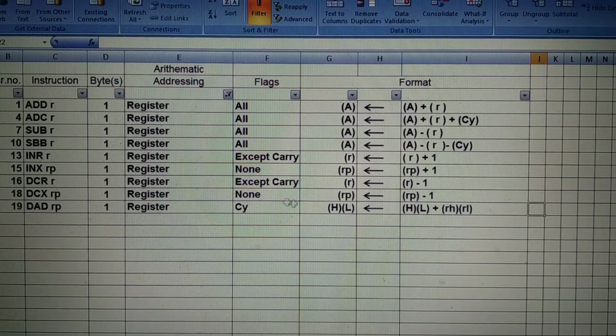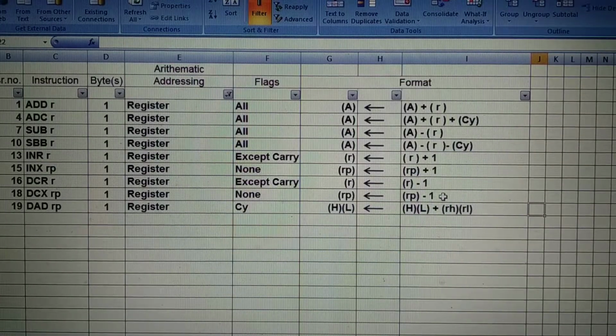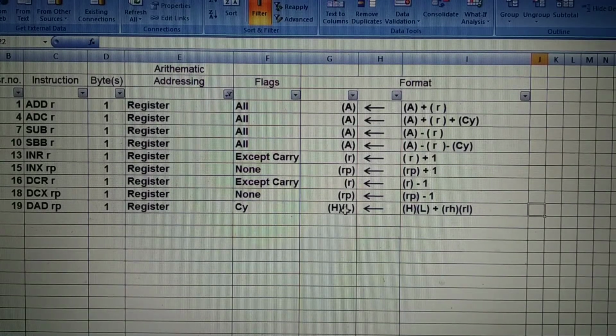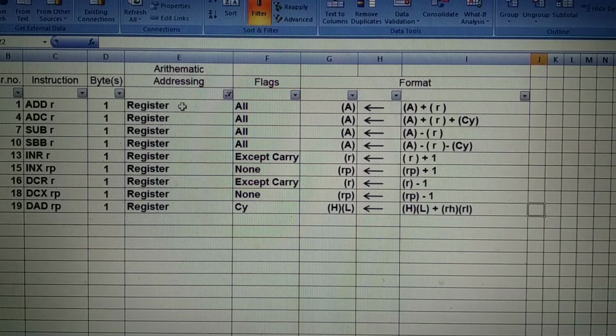Next instruction DCX RP, content of register pair RP gets decremented by 1. DAD RP, that is content of register pair added to HL register pair and result is stored in HL register pair. Whenever R is there or RP is there, the addressing mode is register and here the number of bytes required is equal to 1.